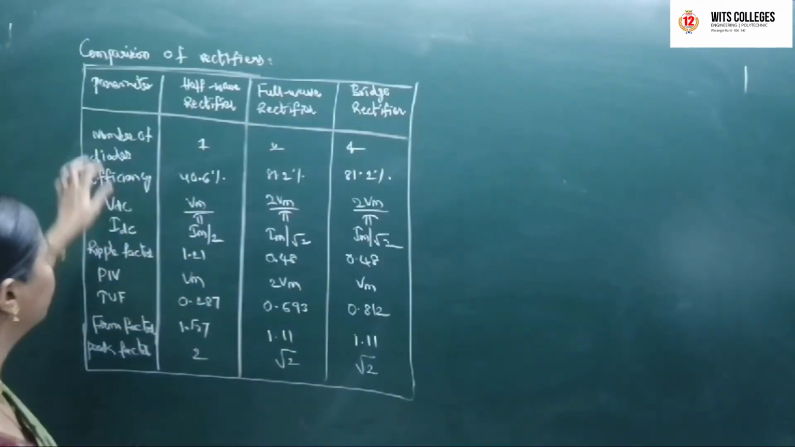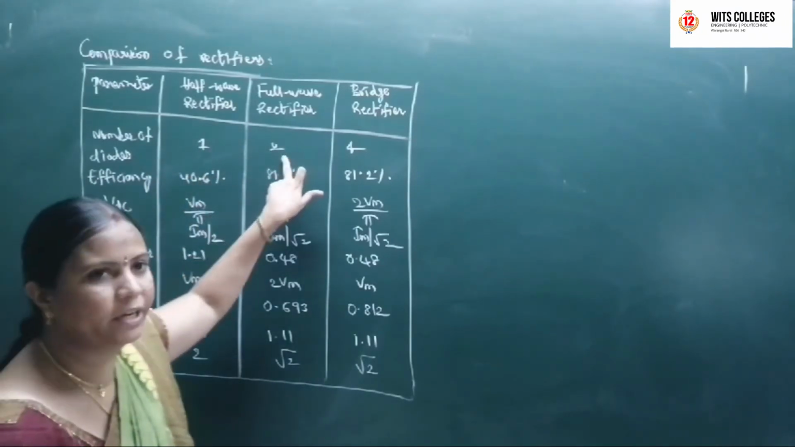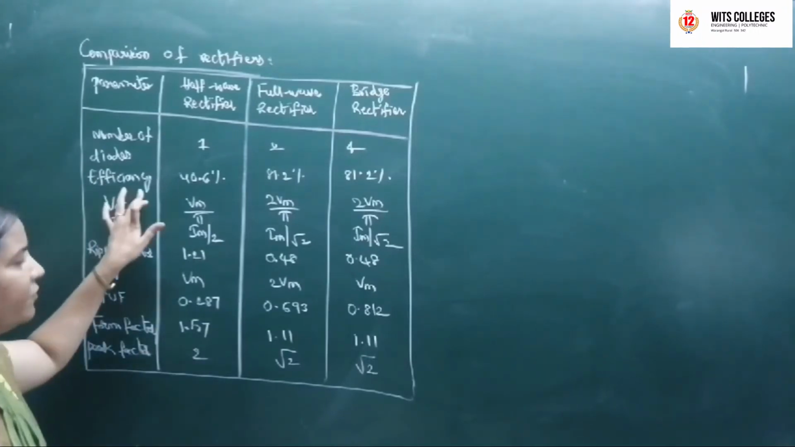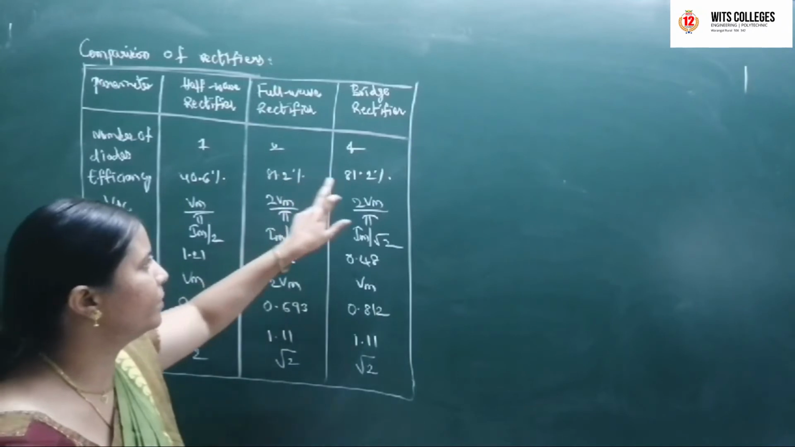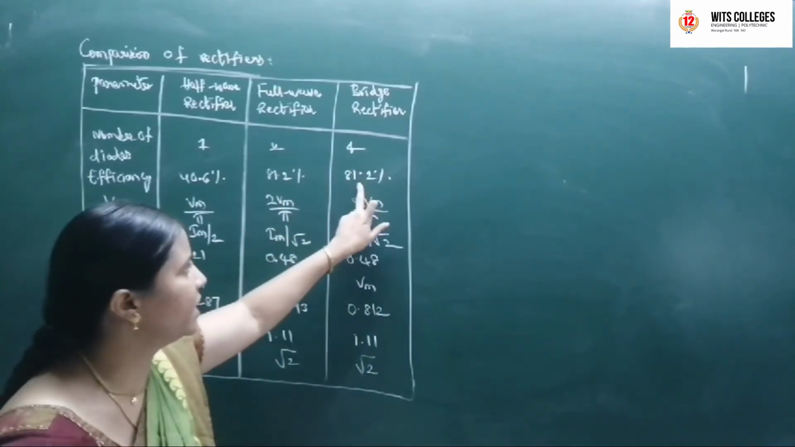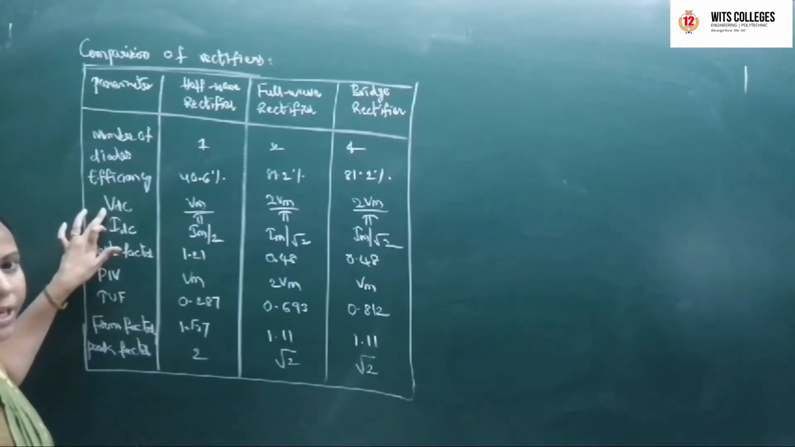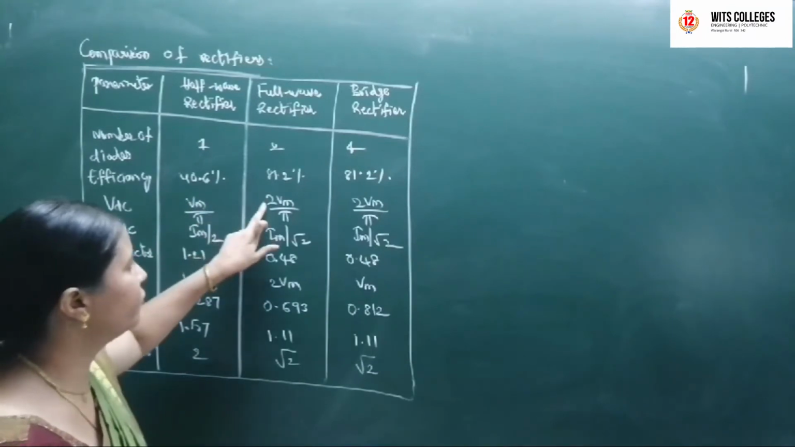So next, coming to the comparison of rectifiers. Parameters: half wave rectifier, full wave rectifier, bridge rectifier. Number of diodes for half wave rectifier 1, full wave rectifier 2, bridge rectifier 4. Coming to the efficiency, for half wave rectifier 40.6, for full wave rectifier 81.2, for bridge rectifier and full wave rectifier the same.